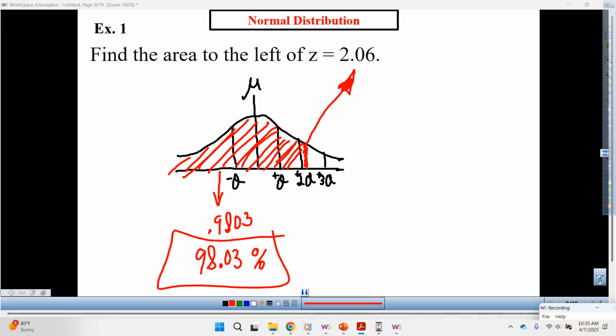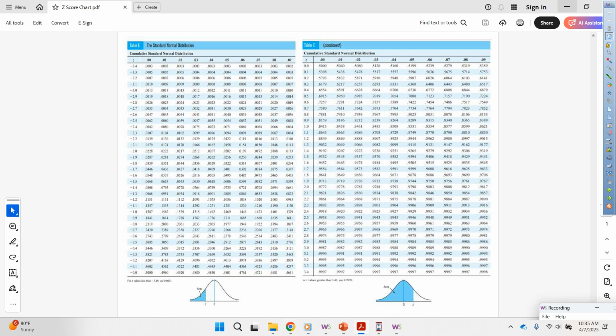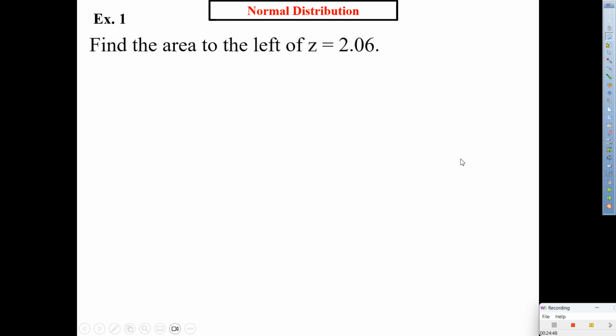All right. So, let's do another one. Copy this one, example number 2. Find the area to the left of z equals negative 1.67. Once again, start with your bell curve, sketch your z, shade the area, and then go and find the decimal equivalent. I'll give you some time.